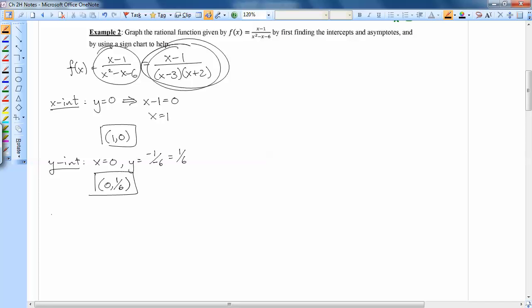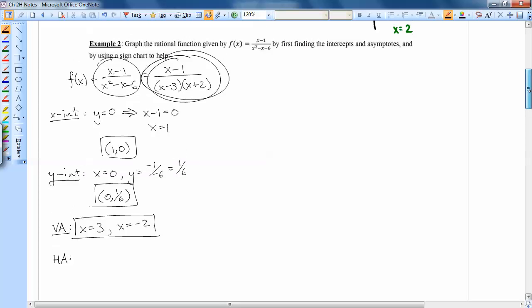Vertical asymptotes, I think people are pretty comfortable with that now. It's the stuff that didn't cancel, and since nothing on the bottom cancels, we get x equals 3 and x equals negative 2 as the vertical asymptotes. And then horizontal asymptotes. This function has a dominant term of x on top and a dominant term of x squared on the bottom. That's going to simplify to be 1 over x, and out at the ends, 1 over x approaches 0, both with positive and negative infinity.